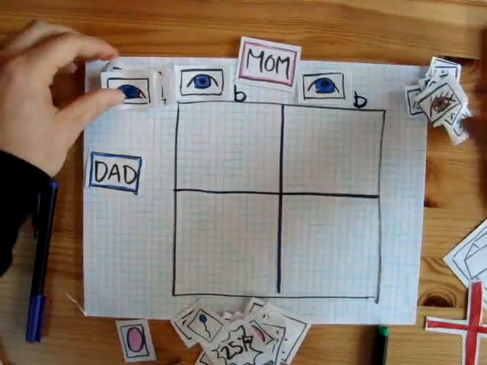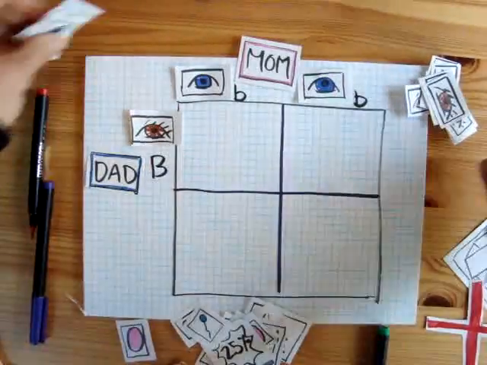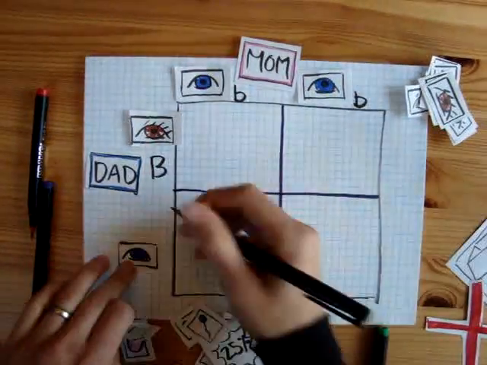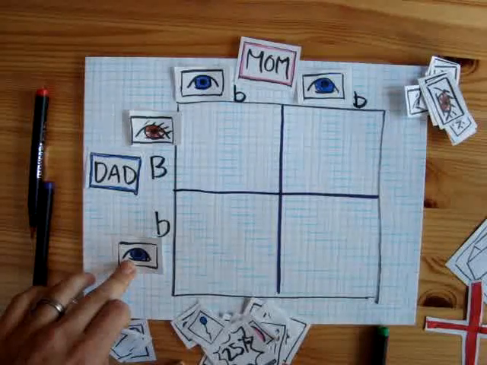Now dad has phenotypically brown eyes. What's that mean? His eyes look brown, but this particular dad has one brown allele and one blue allele. He's got genotype big B, little b. That means he's heterozygous for that trait. He's got two different versions.